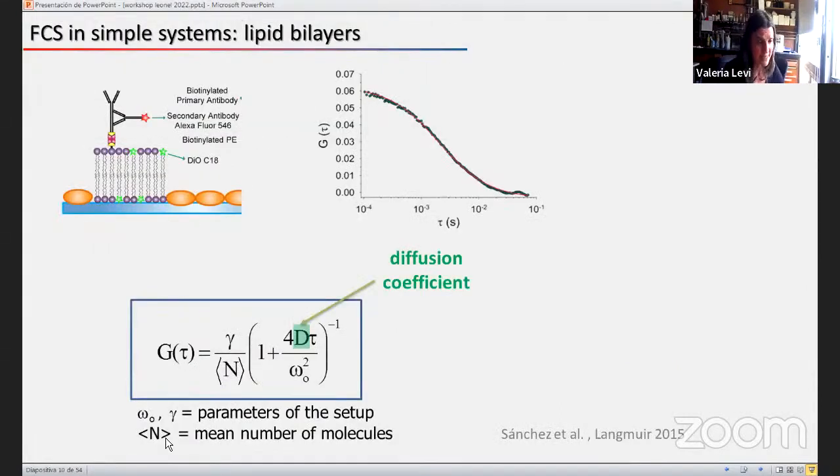In a very simple system, this is, for example, one of the works we did previously in my lab. Here you have, for example, a fluorescent molecule attached to a lipid bilayer. So the fluorescent molecules diffuse in 2D. You can fit the experimental data with an equation that accounts for the motion mechanism, in this case, two-dimensional diffusion. By fitting this data, you can, for example, obtain the diffusion coefficient of the molecules you are interested in.